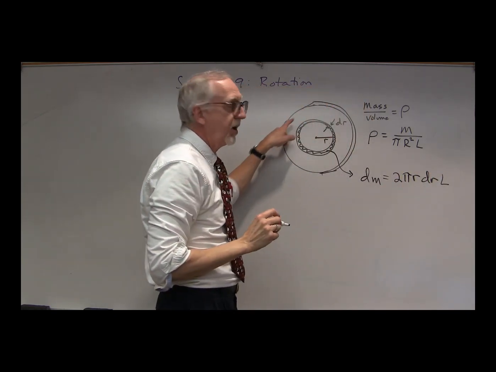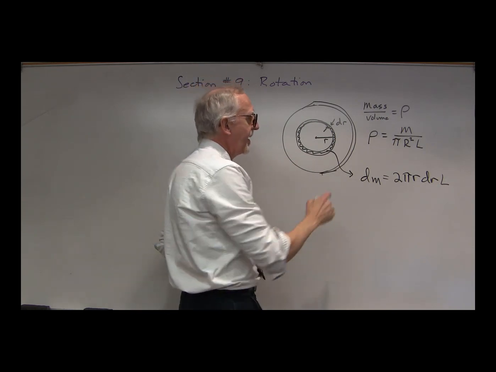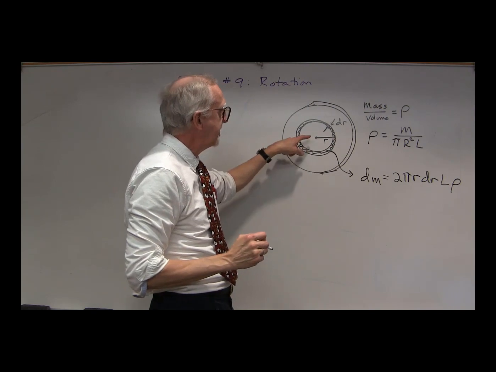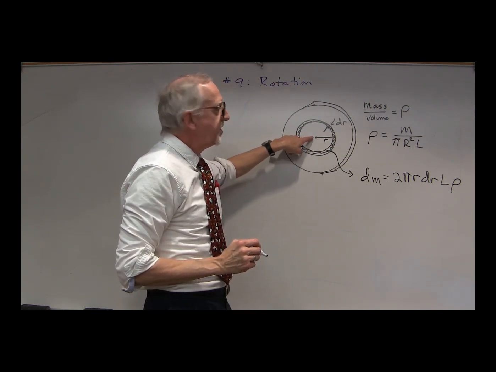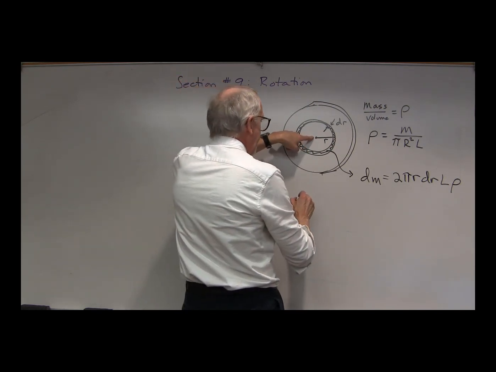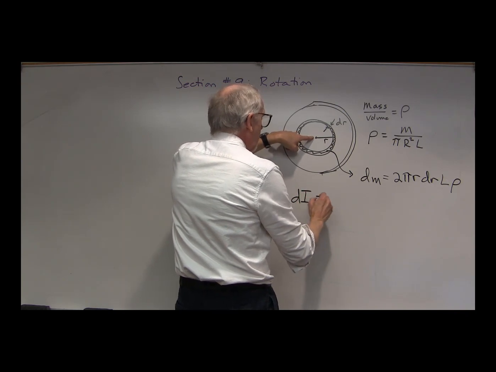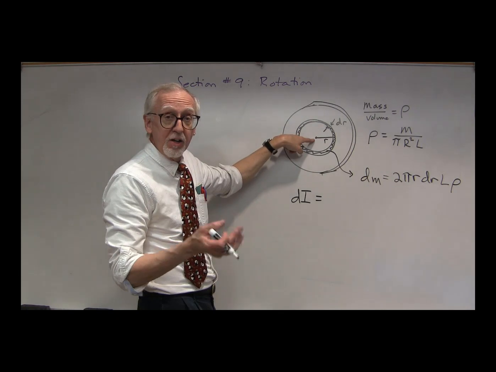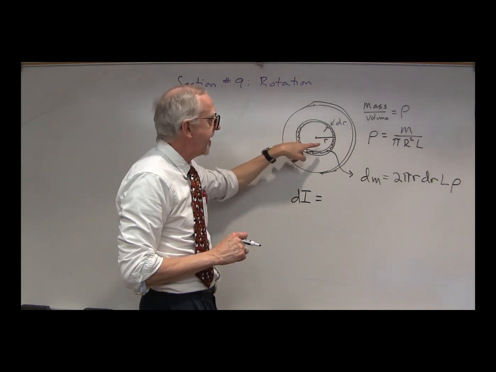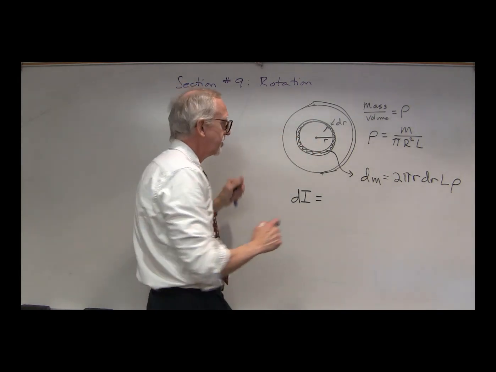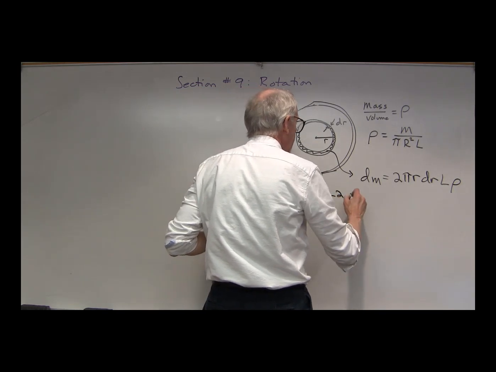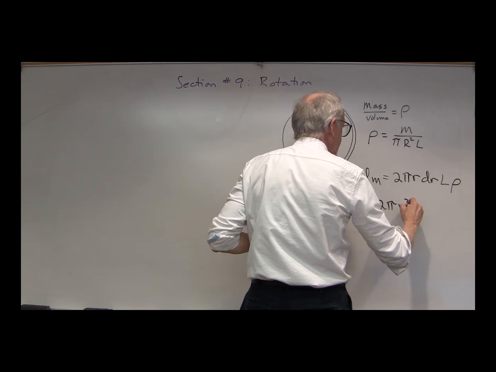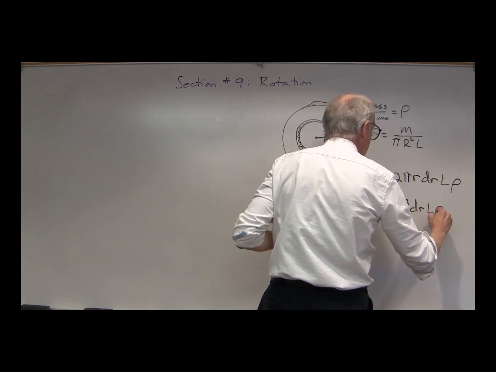Okay, that will be the volume of the hoop. And then to get the mass, we multiply that by rho. That will be dm. What is the moment of inertia of that? dI for that hoop is just, we already saw that for a hoop, it's just the mass times the radius squared. So it's going to be r squared dm. In other words, 2 pi r cubed dr L rho.